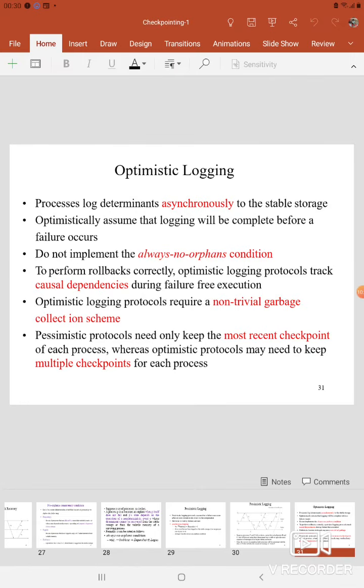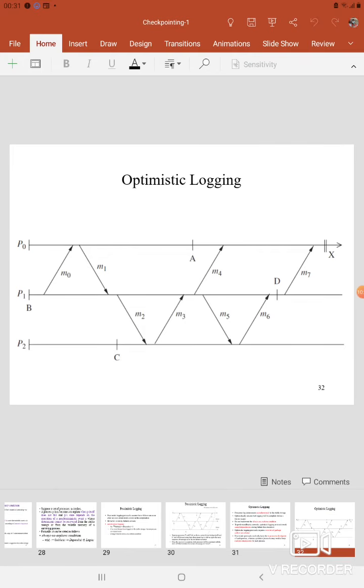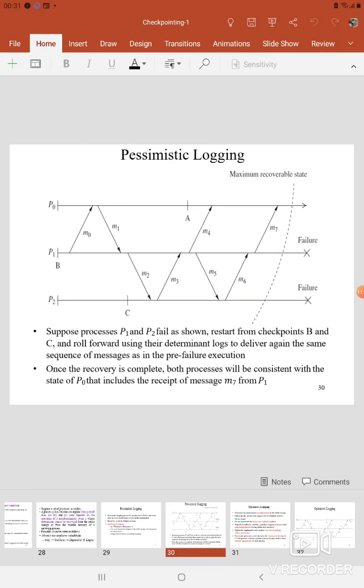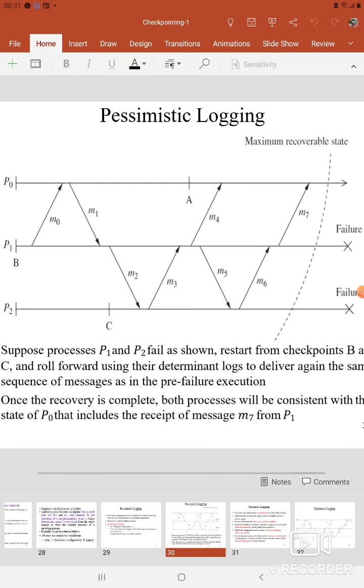So what's the main difference between optimistic logging and pessimistic logging? In pessimistic we go with synchronous logging, whereas in optimistic we go with asynchronous logging. And one more thing is, in pessimistic logging we are taking only the most recent checkpoint, whereas in the optimistic protocol we have to take multiple checkpoints for each process, like this. For process P0 we have 2 checkpoints A and D. For process P1 we have 2 checkpoints B and D. So like that, for every process we need to take multiple checkpoints, whereas in pessimistic logging it is not at all needed. We go with the recent checkpoint.